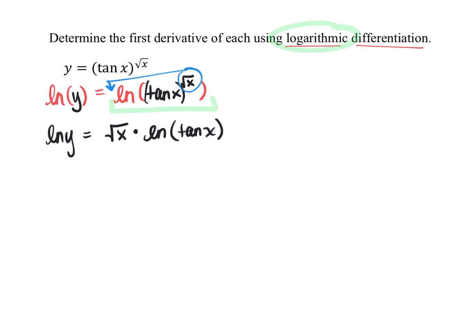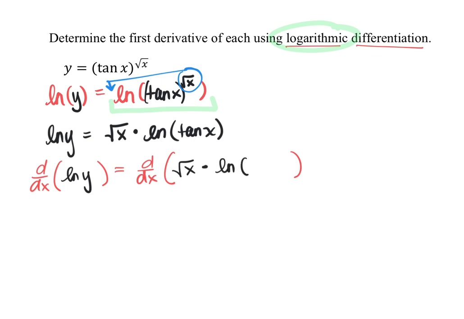So now we're ready to do the calculus. And the calculus part is taking the derivative of both sides with respect to x. So I'm showing that we're taking the derivative of everything on the right and everything on the left. That'll be the derivative of natural log of y and the derivative of the square root of x multiplied by the natural log of tangent of x. So the derivative of natural log of y will be 1 over y, and then we have to chain on the derivative of y with respect to x.